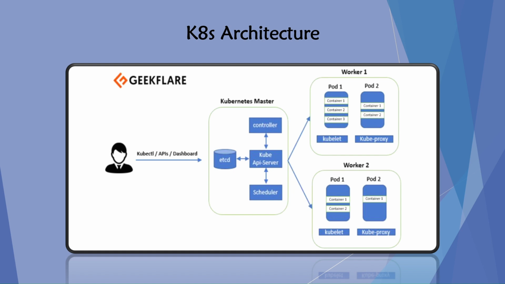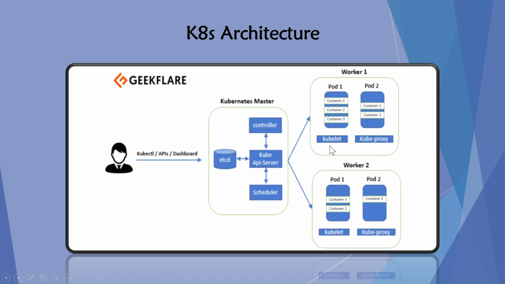So controller. The controller ensures that the desired state matches the current state of the cluster. For example, if a pod goes down, the controller ensures that a new one is started. Scheduler. This component assigns work to the nodes in the cluster. It decides which pod goes to which node based on resource availability and constraints. So the next is worker nodes. These are the nodes where the actual work happens. Each worker node runs the necessary services to manage and run the containerized applications.